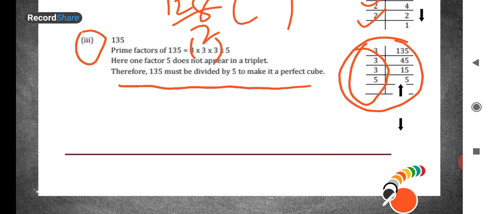So for the remaining questions, question 4 is 192 and question 5 is 704. Okay, these 2 questions I will give as homework. So please complete the homework, and you can show your homework also. So now come to the next question.